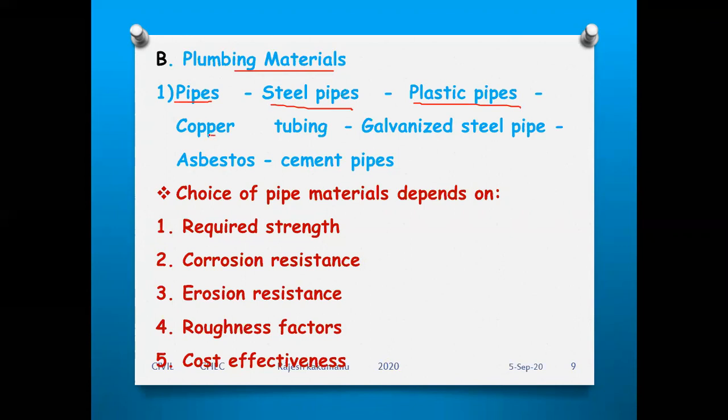Next, copper tubing. Whenever you are using it for AC, air conditioned machines, you are using copper tubing. Galvanized steel pipe, asbestos cement pipes. In some cases, if you are constructing any small house, outside, you require an asbestos cement pipe.